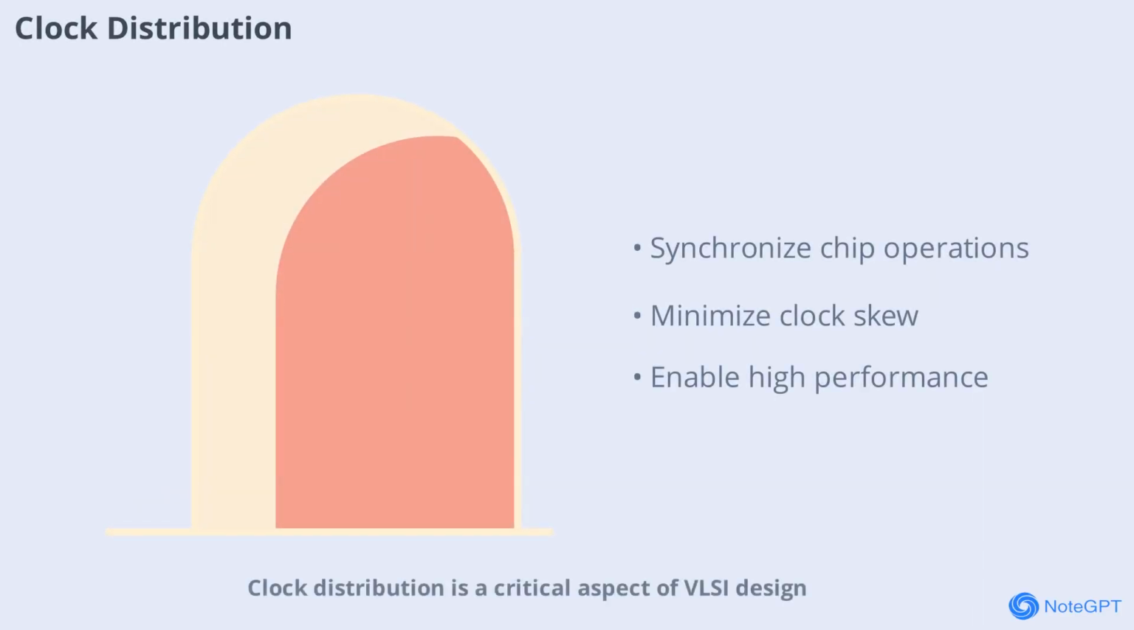Clock distribution is a critical aspect of VLSI design. The clock signal synchronizes operations across the chip, ensuring all parts work together. Distributing the clock evenly is challenging, especially as chips grow larger and faster. Designers use techniques like clock trees and meshes to minimize skew and delay. Effective clock distribution is essential for high-performance VLSI systems.